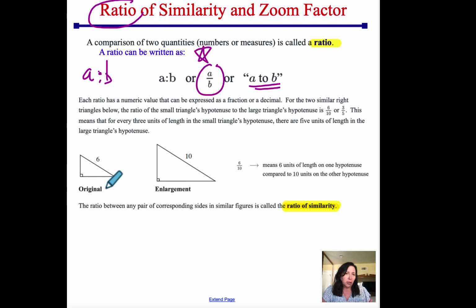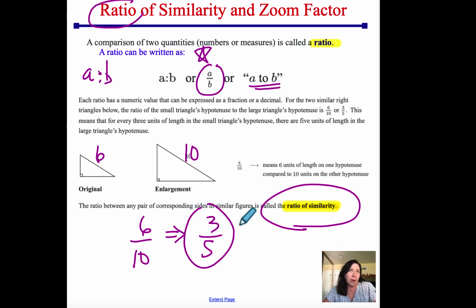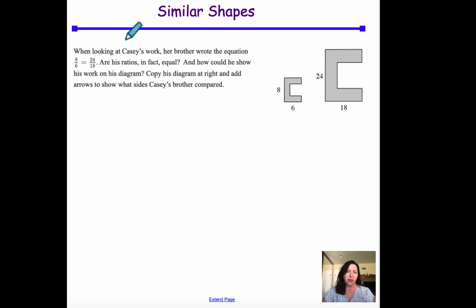So if I have my original right triangle here with 6 as my hypotenuse, and this value over here is 10, what I want to know is what's my ratio of similarity. So my ratio of similarity would be 6 to 10. However, for this value, if this is 6 to 10, I'm going to reduce that and say, well, that's also equal to 3 to 5, right? So I could actually find the other lengths of my triangle just based on this value here, this 3 to 5, by multiplying or dividing. So let me talk about this again.